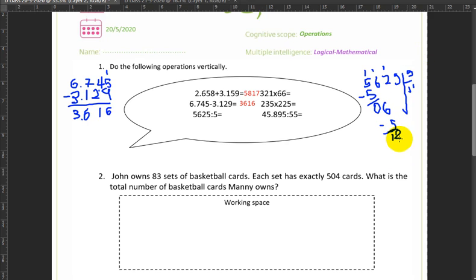Comes 12. 5 fits into 12 2 times. 2 times 5 makes 10. 12 minus 10 makes 2. Carry down the 5. 5 fits into 25 5 times. And 25 take away 25 is 0. So our answer is 1,125.